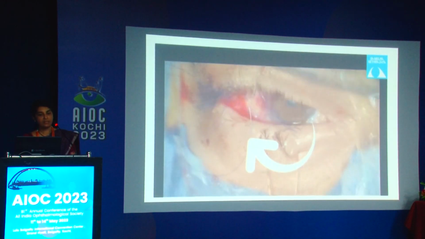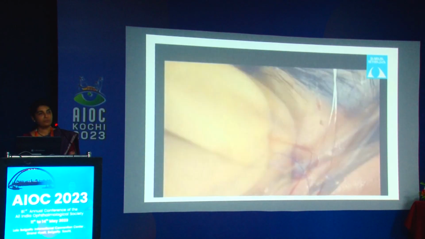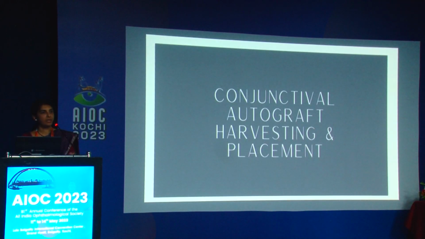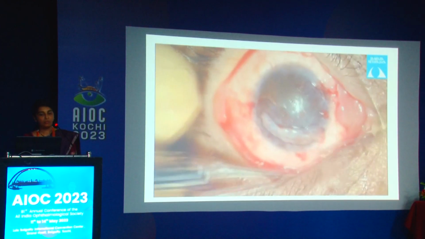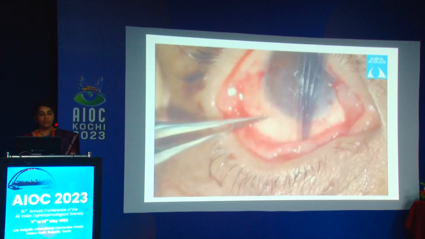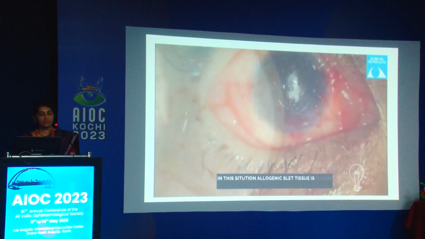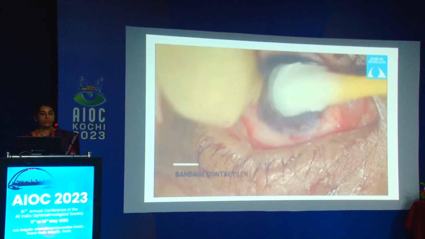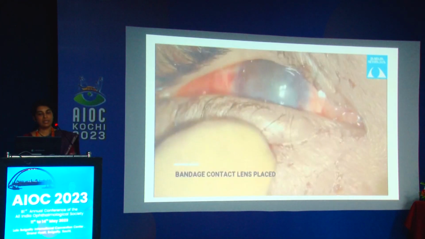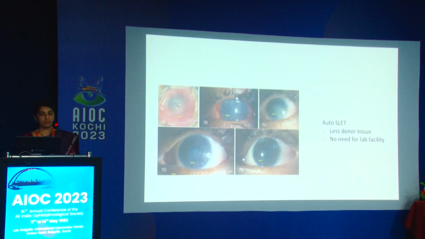And placement of the anchoring sutures is primarily done to direct the fibrovascular tissue away from the globe, so that you do not have it coming back and sticking onto the bulbar surface. Finally, the surgery is completed with the use of a tissue substitute, which in this case is a conjunctival autograft. And in certain situations, to help facilitate epithelialization on the cornea, we do use alloslet to hasten the process of epithelialization. So these are again to re-emphasize the principles of fornix reconstruction.